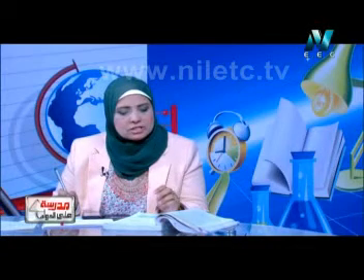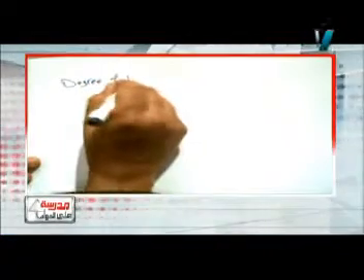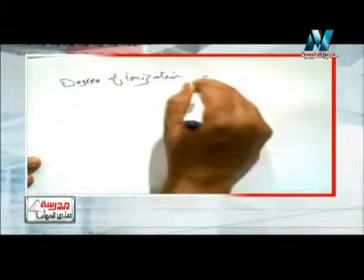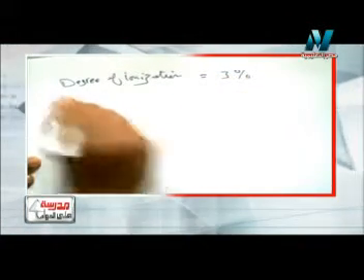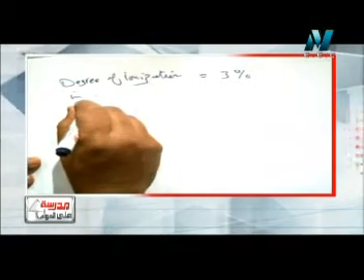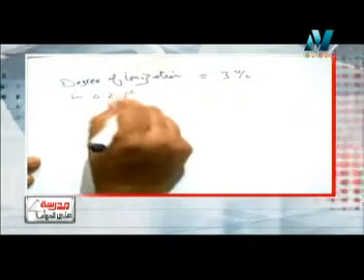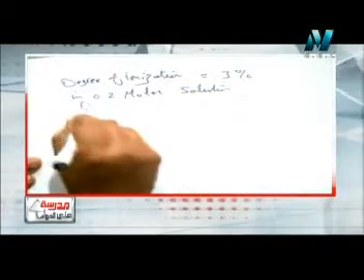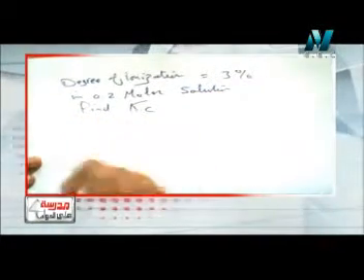If the degree of dissociation, or degree of ionization, of a weak organic monoprotic acid equals 3% in 0.2 molar solution, calculate the ionization constant Kc.